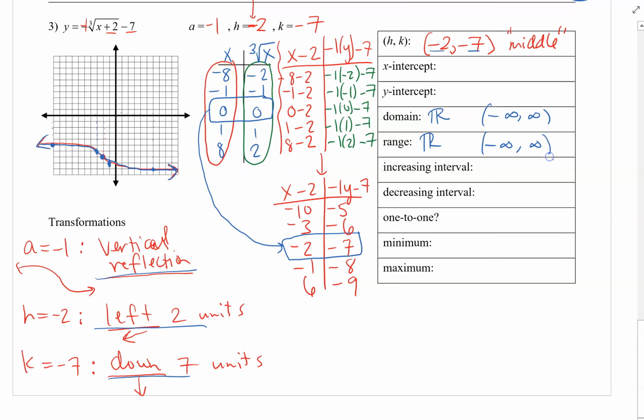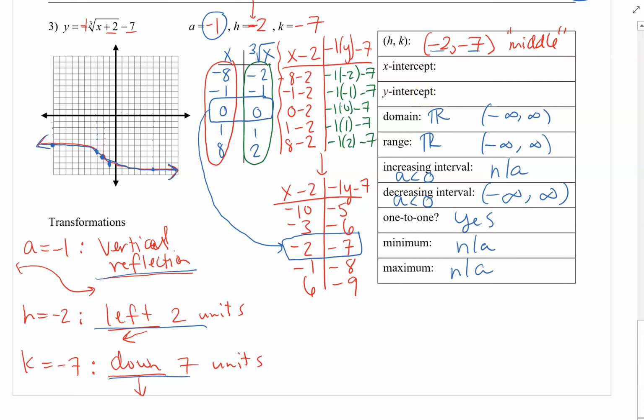outputs. Now this time, because the a value was negative, it was negative 1, this graph is no longer increasing. Look, as x goes to the right from negative infinity to positive infinity, the y values go down that whole time. So this function decreases the entire time. Yes, the function is 1 to 1. All cube root functions will be no min or max because cube root functions never change direction. They only increase or decrease. So there's never a min or a max. This one was decreasing because a was negative.